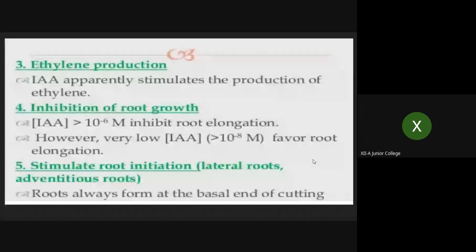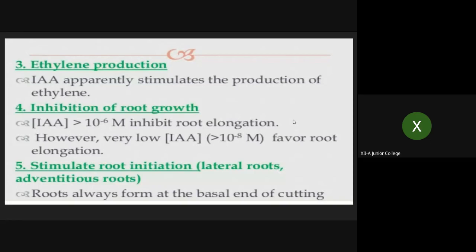Then inhibition of root growth. If the percentage of auxin is more than a particular specific amount, then it inhibits the root elongation. However, if the auxin is in a very low quantity, then it favors the root elongation. So that's why the concentration of auxins and other growth hormones like cytokinins is made in a specific way, as per the requirement of that particular plant in the tissue culture laboratory.